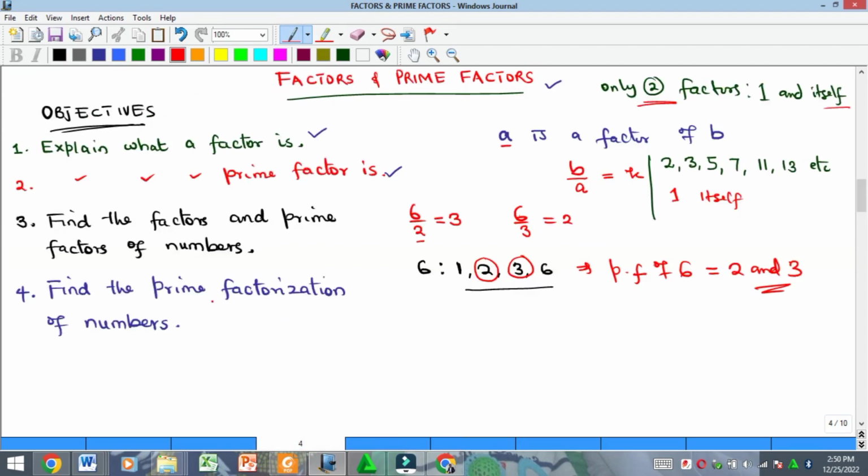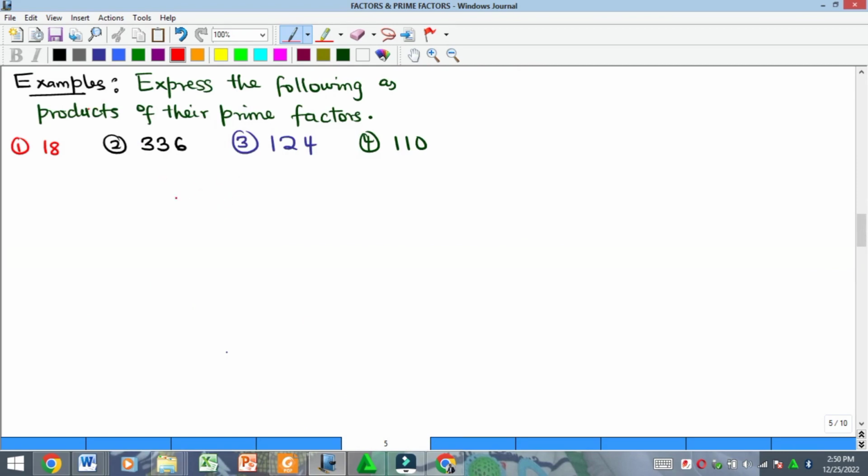That's the next thing we need to do under this. But before we get there, can we first of all see how to get the factors of these numbers? For instance, I want to get the factors of this. All you need to do is just to decompose the number into its possible factors.